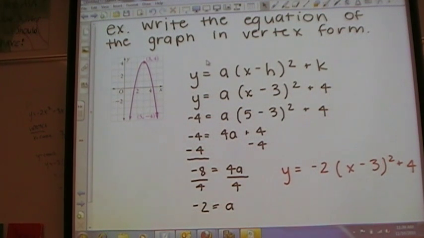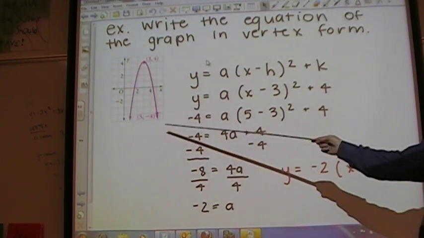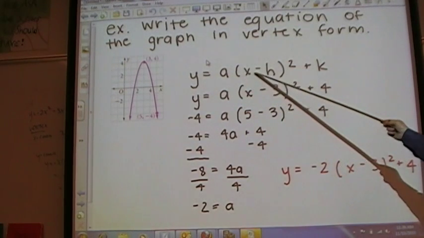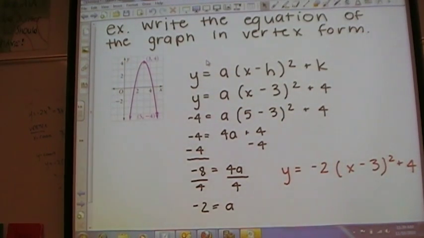All right, next. Example: write the equation of the graph in vertex form. This is the graph you're given, and this is vertex form. So all you have to do, here you're given the vertex. You know what h and k are. The only missing variable now is a.